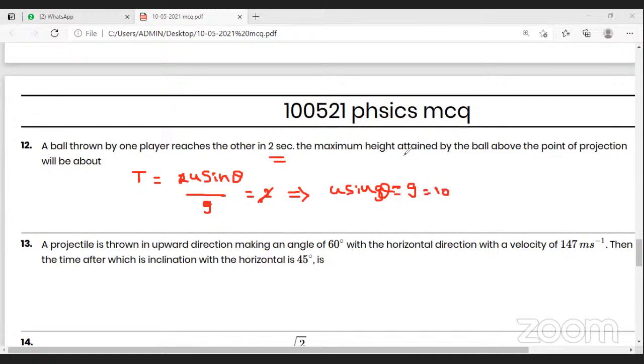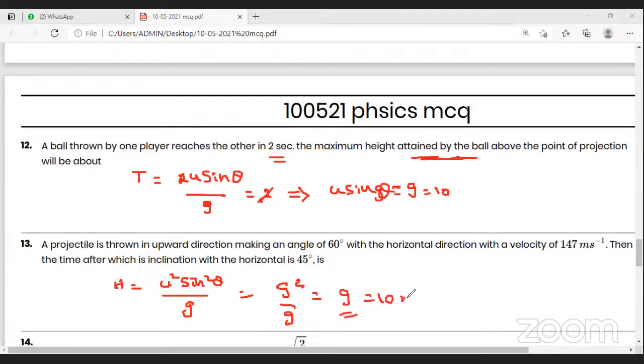And what they are asking here is the maximum height attained by the ball above the point of projection. Maximum height formula is h equal to u square sin square theta by g. What is u sin theta? It is g only. U square sin square theta means g square. G square by g is only g, na? So the answer is g. That means the answer is 10 meters. The maximum height can be taken as 10 meters. Okay. See the next question.